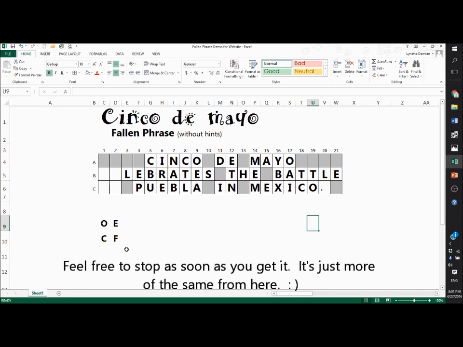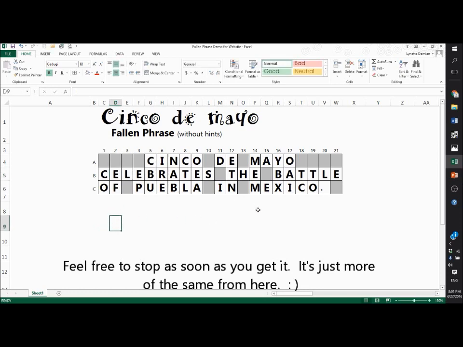I have a 2-letter word, and the only 2-letter word out of this combination of letters is of, so this is going to be O, and this is going to be F, and this is going to be C, and this is going to be E.